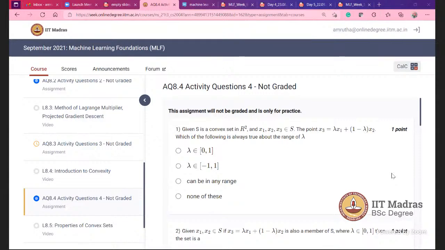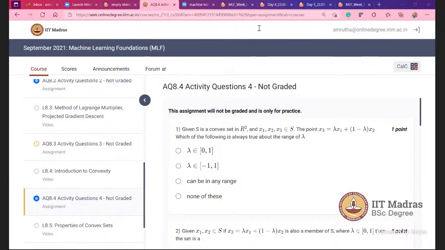Right. See, this question is given just to confuse you. According to the lecture, sir has discussed a property: if x1 and x2 are two points, then x3 should always lie in between x1 and x2. But here the question says S is a convex set in R square, and x1, x2, x3 already belong to S. So in the question itself, it is mentioned that x3 belongs to S. In that case, the question is asking what the lambda value can be. I'll show you by the picture.